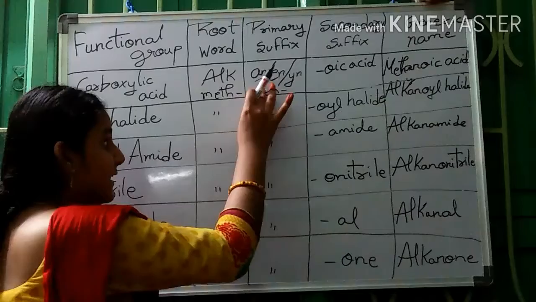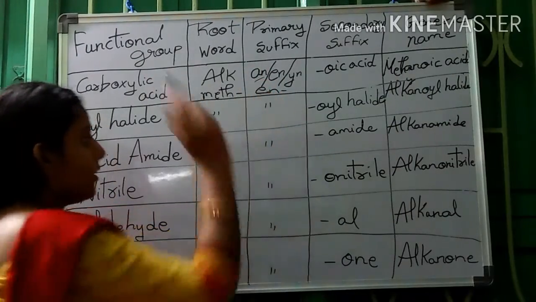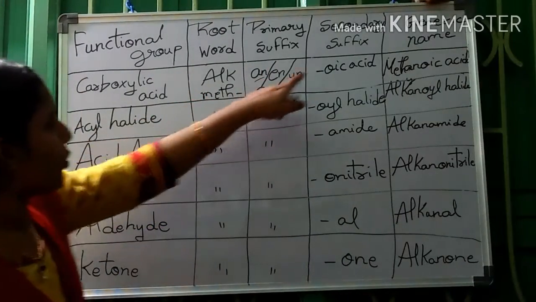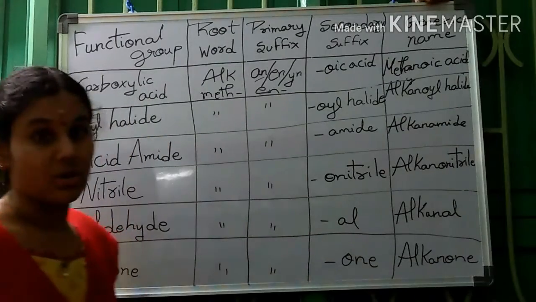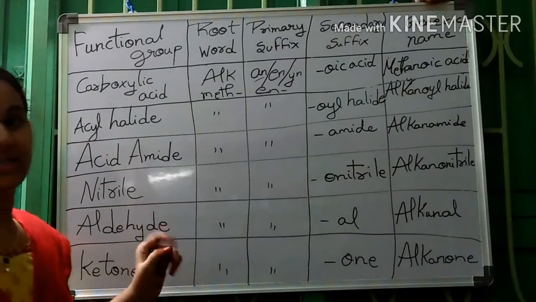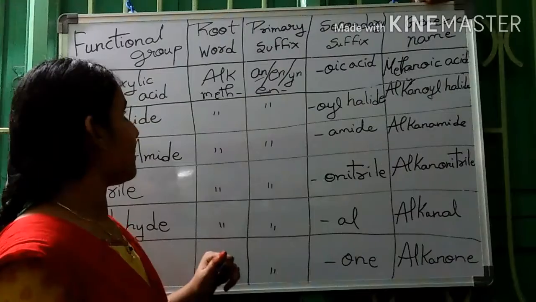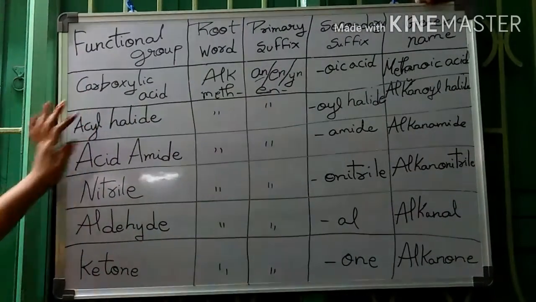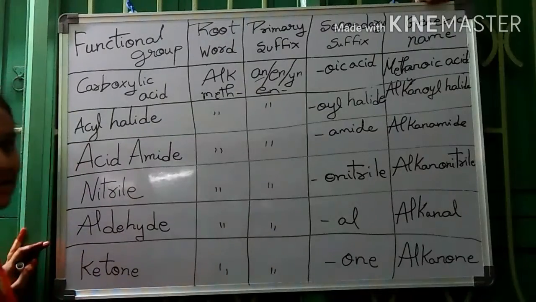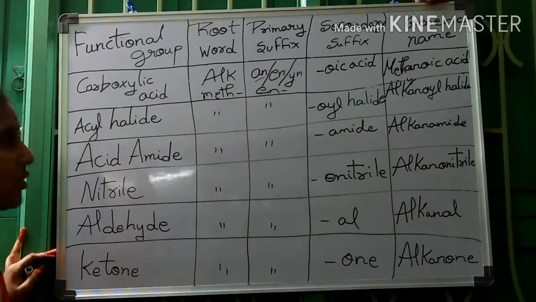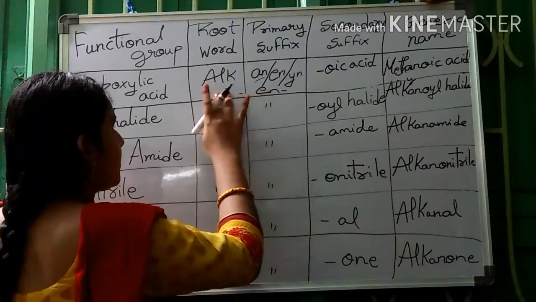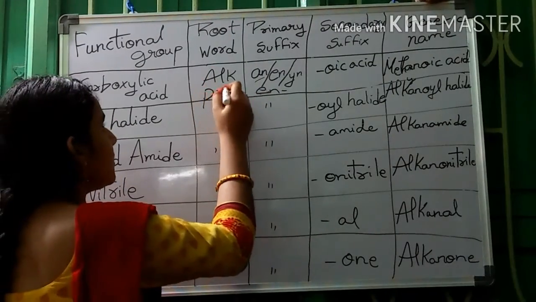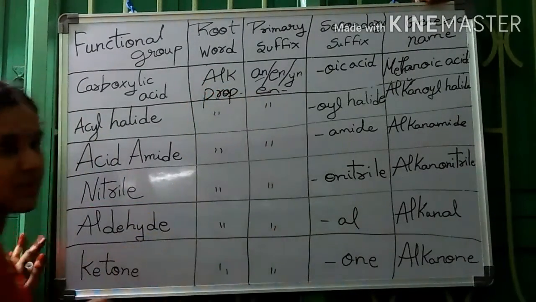If it is an alkene, it would be methenoic acid. Oh, sorry. Alkene starts with 2 carbons, but 1 carbon is always associated with carboxylic acid. So, ethenoic acid and methenoic acid are not possible. So, let us start with prop. 3 carbons must be present.